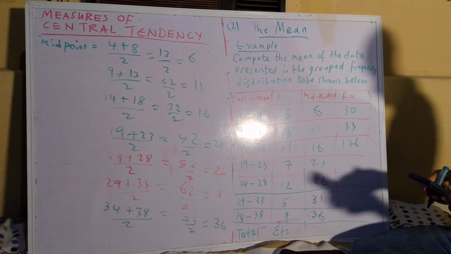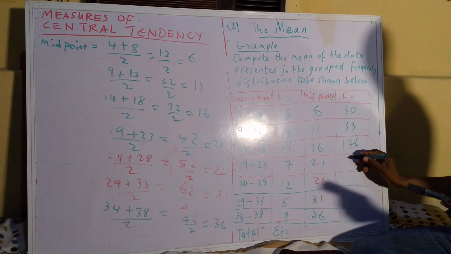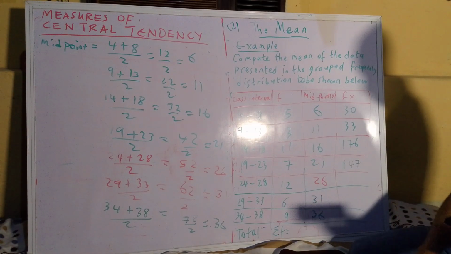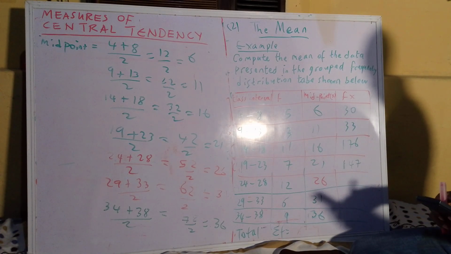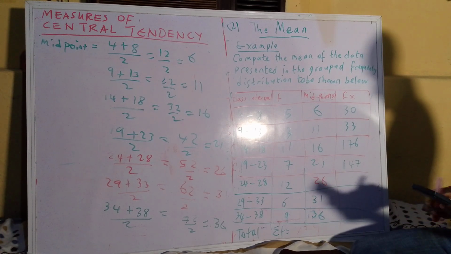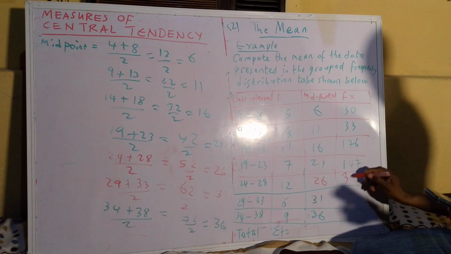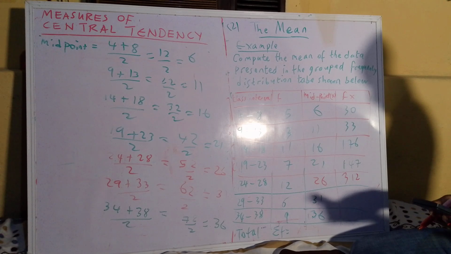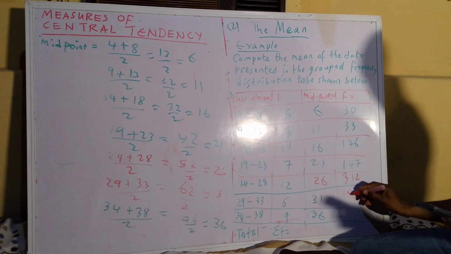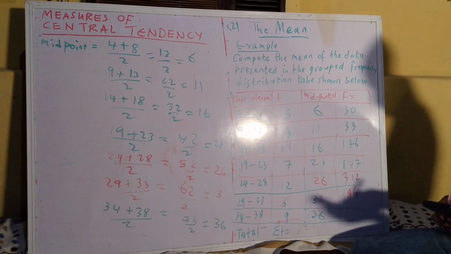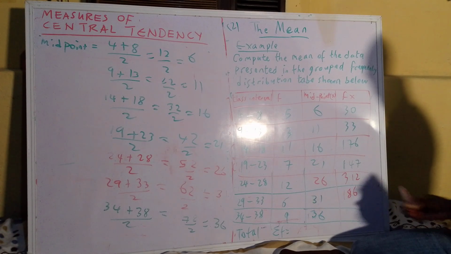Okay, 7 times 21 equals 147. In case you can't see it, I'm calling it out. Then we have 12 times 26, this times this. We'll give you 312. Then we have 6 times 31, gives you 186. Okay, we're almost done. Thank God. 9 times 36 gives you 324.